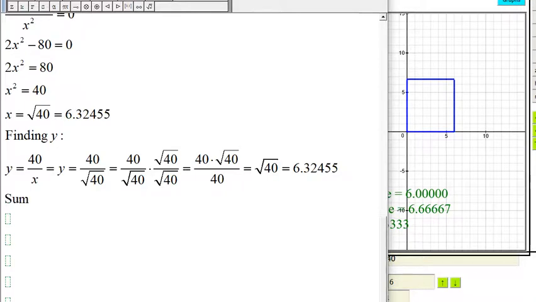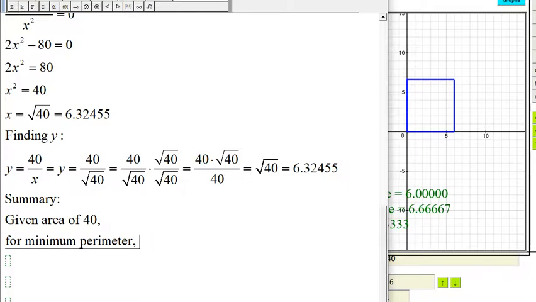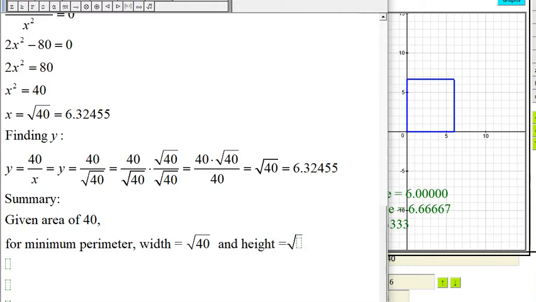And so, in summary, for a given area of 40 and minimum perimeter, the width needs to be the square root of 40, and the height also needs to be the square root of 40.